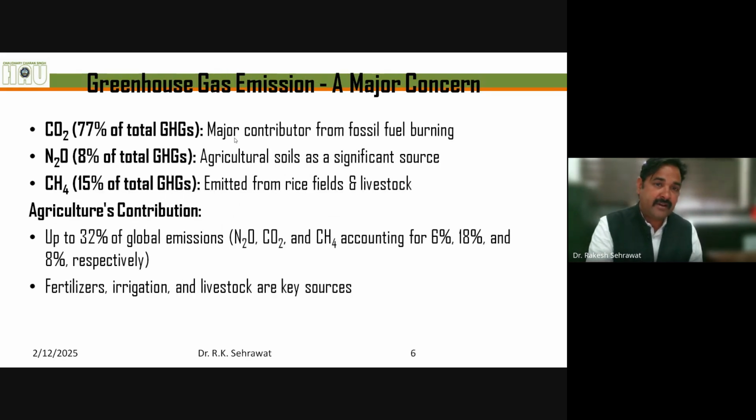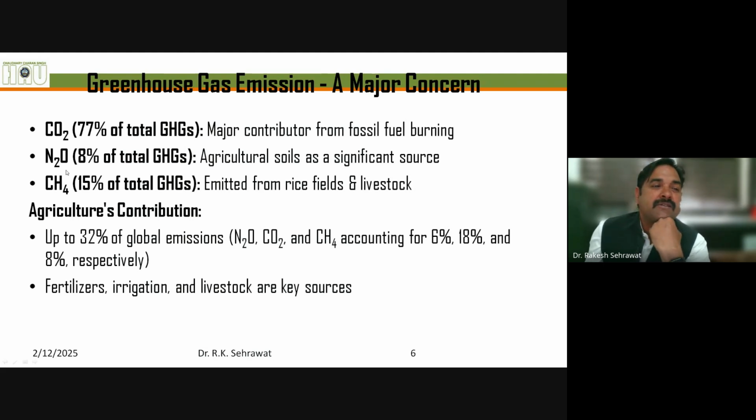Then, if we talk about greenhouse gas emission, which is a major concern, carbon dioxide makes up a maximum of 77% of the total greenhouse gases. Its major contributor is fossil fuel burning. But why am I emphasizing this here? Because most of the agriculture produce or the chemicals used in agriculture come from fuel burning, supplying energy to the different industries for fertilizer formulation and the pesticide and insecticide industries.